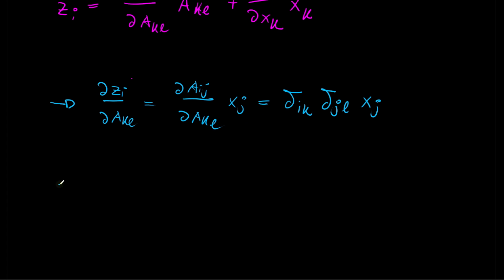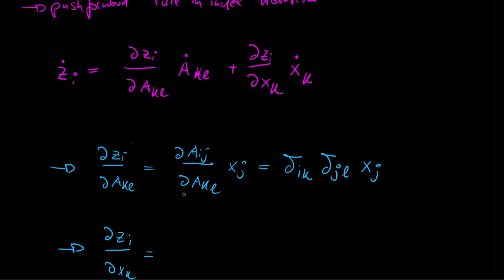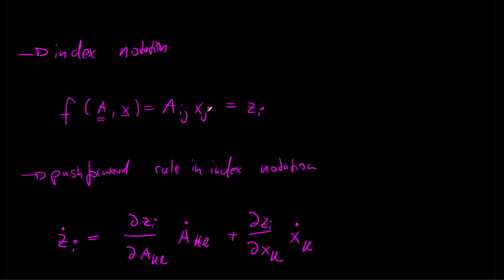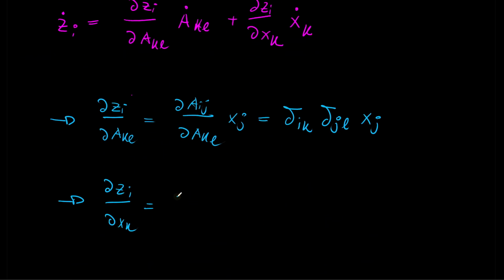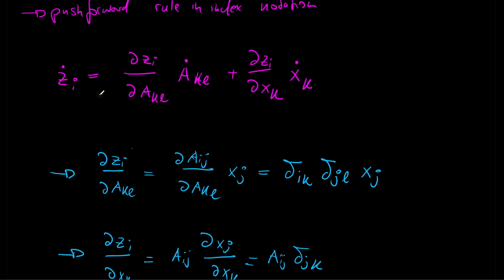Okay, let's do something similar for the other derivative. So dz_i with respect to x_k is going to be, well, A_ij does not depend on x, so we will just have A_ij multiplied with the derivative of x_j with respect to x_k. And similar idea, we will just get the Kronecker delta here. So A_ij multiplied with the Kronecker delta jk.